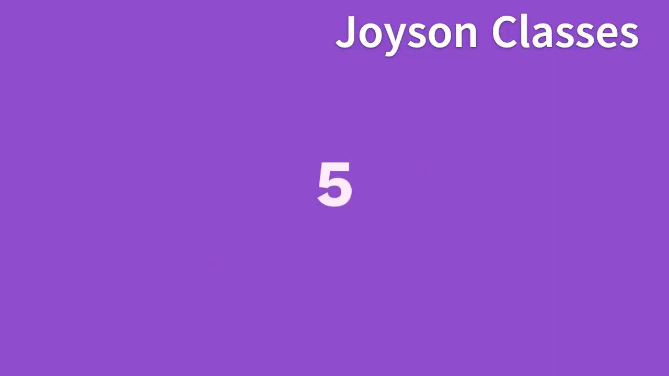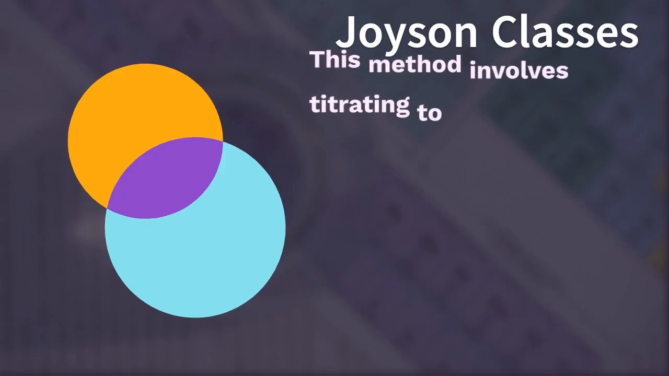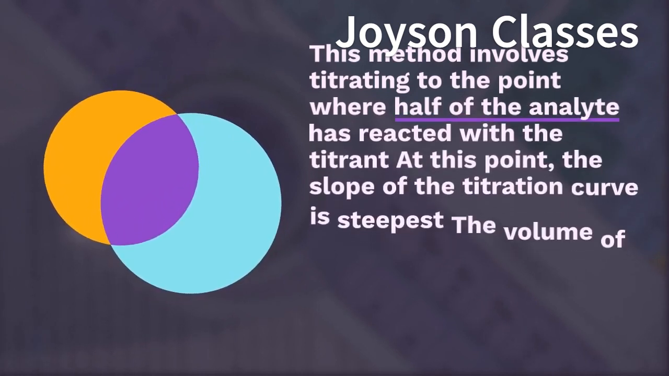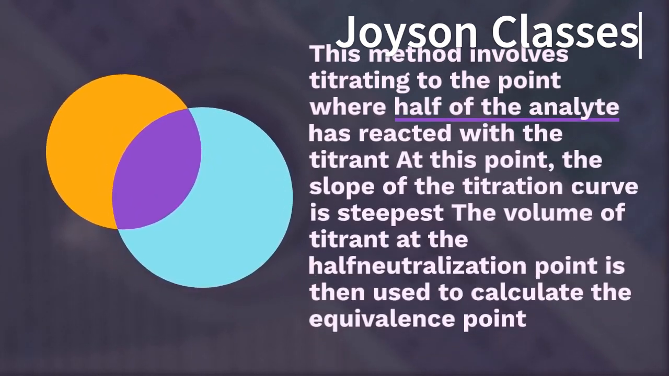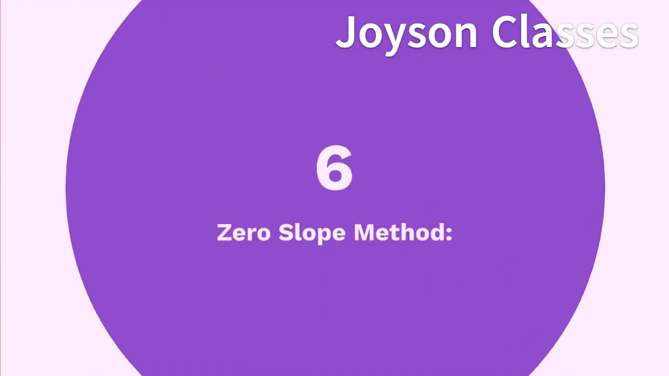5. Half neutralization method. This method involves titrating to the point where half of the analyte has reacted with the titrant. At this point, the slope of the titration curve is steepest. The volume of titrant at the half neutralization point is then used to calculate the equivalence point.